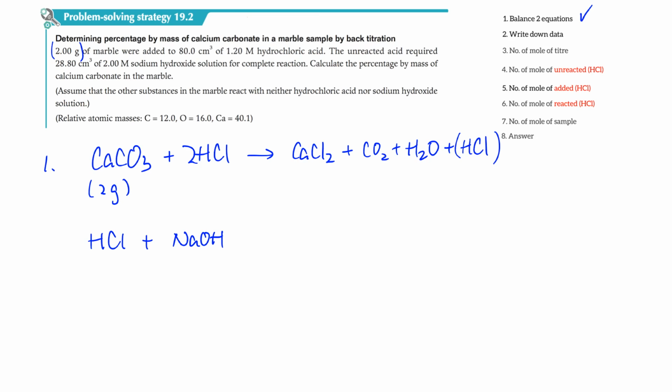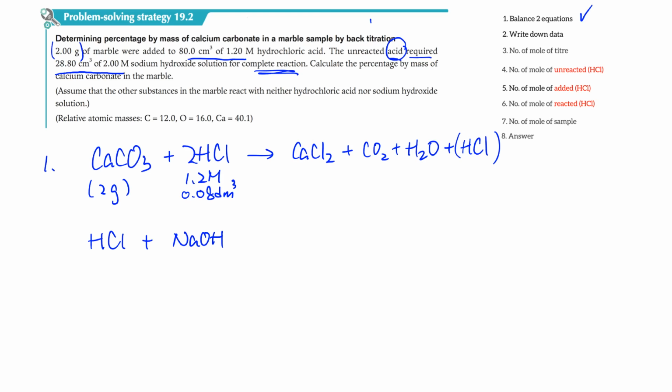Okay, but this is not reliable, so I put brackets for that. Then the HCl is 1.2 M and 0.08 dm³. That will be the HCl added. And then the unreacted acid required 28.8 and 2 M NaOH to have a complete reaction.